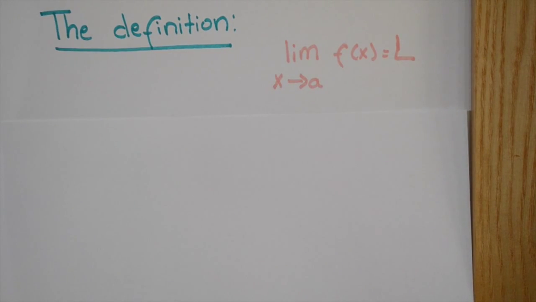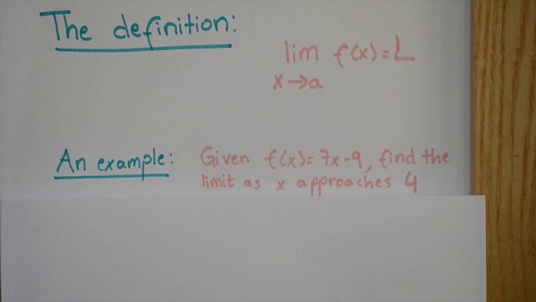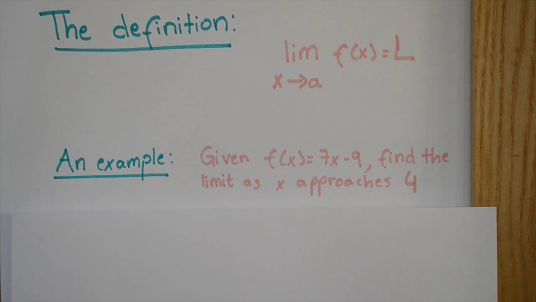The definition is: the limit of f of x as x approaches a is equal to L. Let's apply that definition with an example. Given that f of x equals 7x minus 9, find the limit as x approaches 4.